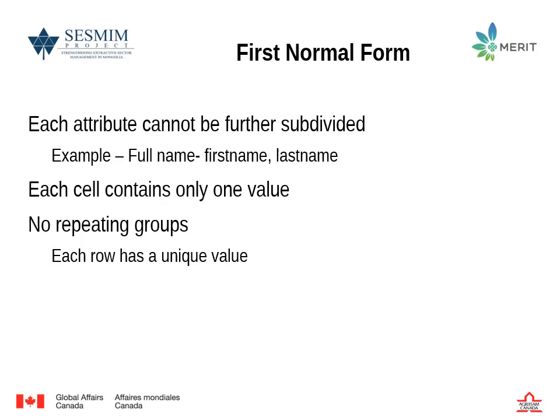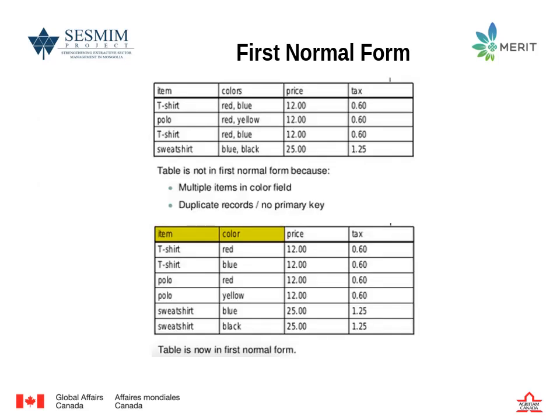It may be a little easier to understand if it's illustrated graphically. In this table, you can see there's a colors column, and colors has multiple values: red, blue, red, yellow, red, blue. For this table to be in first normal form, all of those colors should be broken down into one single color per item. So you see t-shirt red, t-shirt blue in the second table, whereas in the first table it's t-shirt red, blue.